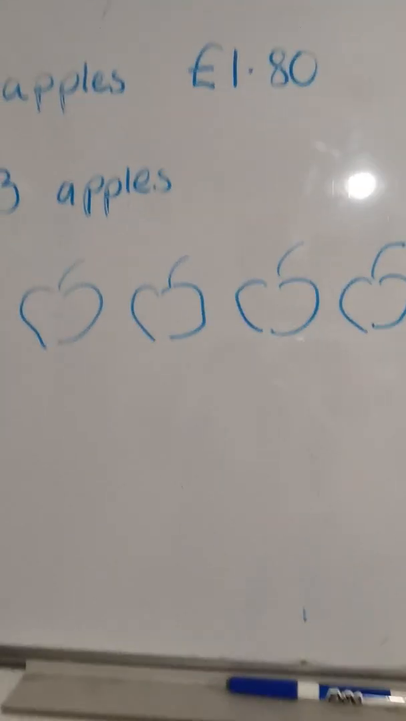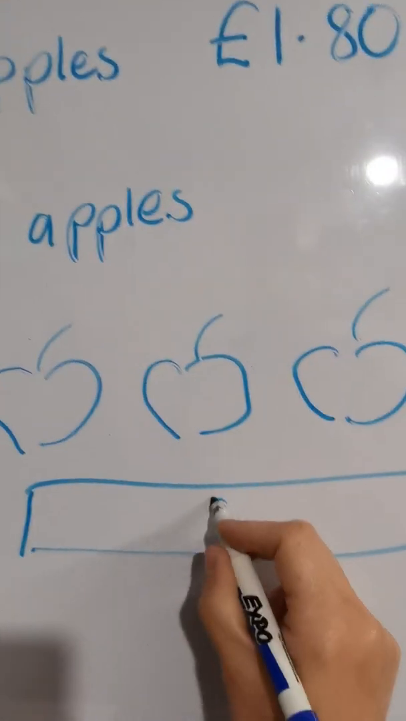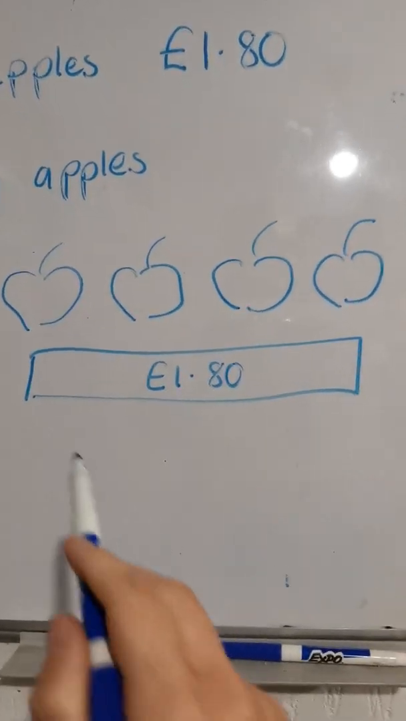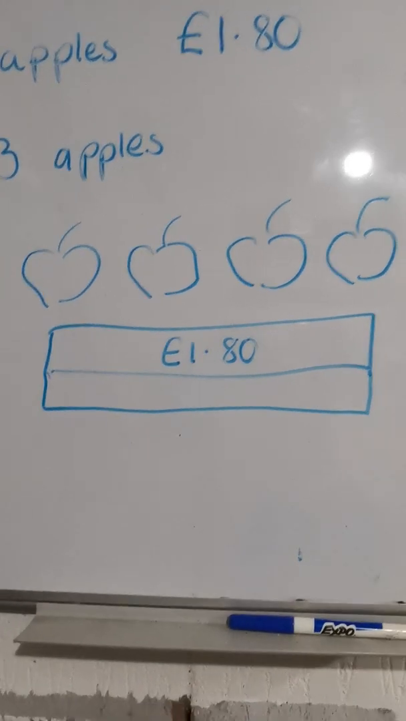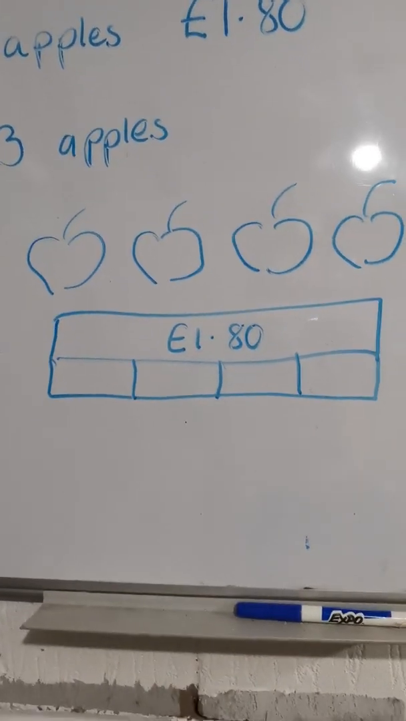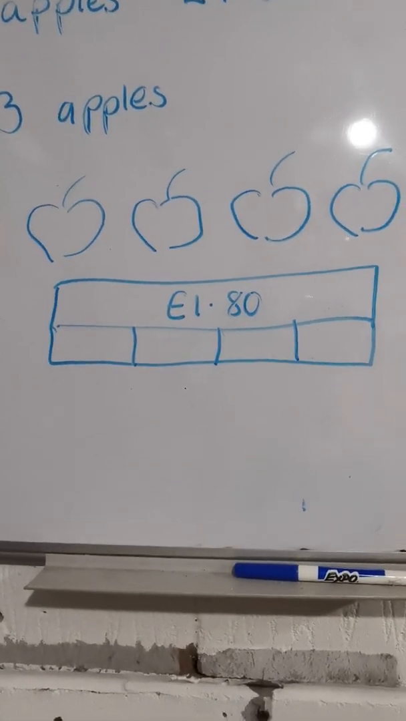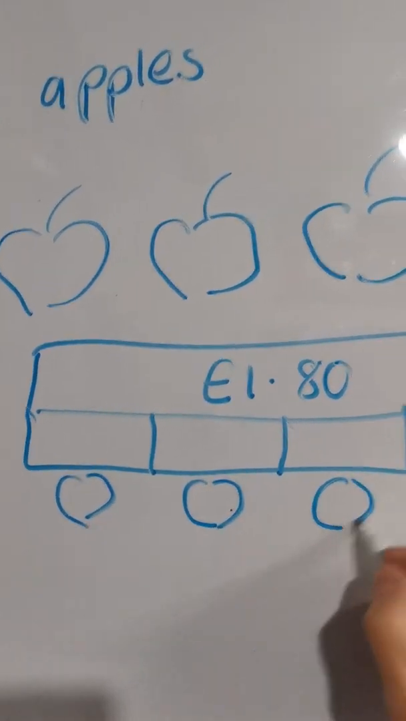So I need 4 apples and I'm going to draw out my bar model again. And I know that my total price for 4 apples was £1.80. I'm going to draw the same bar of the same length underneath and I'm going to divide it up into 4 sections. These 4 sections are going to represent my 4 apples. Okay, so again, I'm going to draw them underneath.